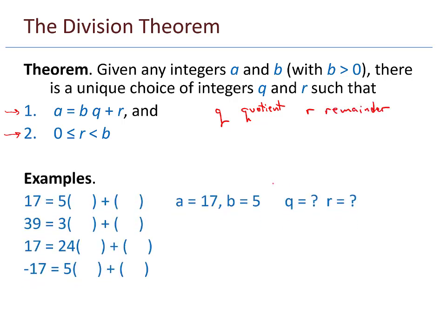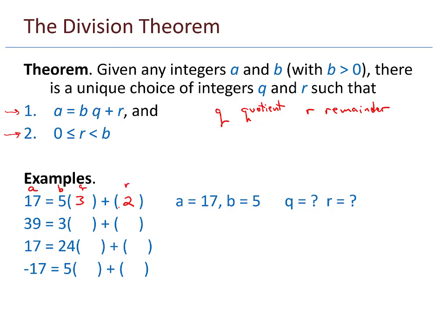So for example, 17 equals 5 times something plus something. 17 is the a, 5 is the b, so I need my q and r. What is the q that goes there and the r that goes there? So, using just a little guess and check, 5 goes into 17, well, looks like maybe 3 times, but it leaves a remainder of 2. So the 3 is what I put for q, and the 2 works for r.